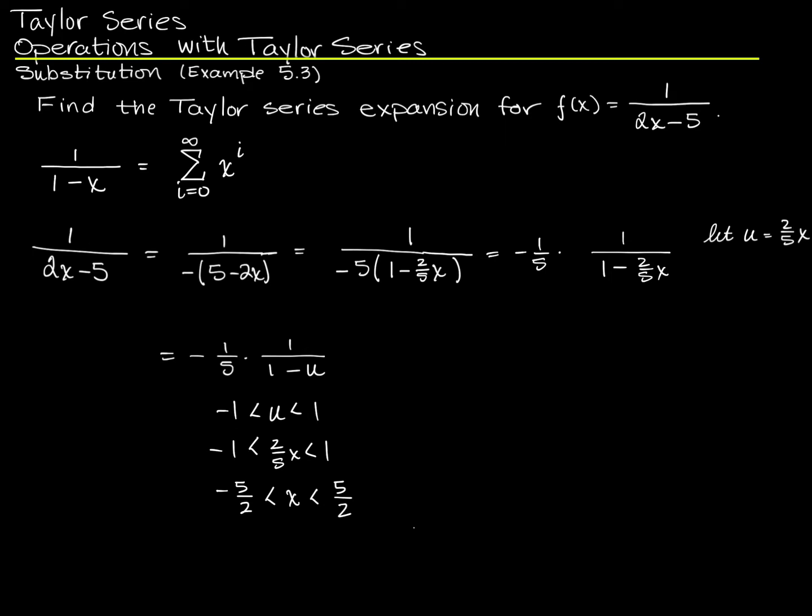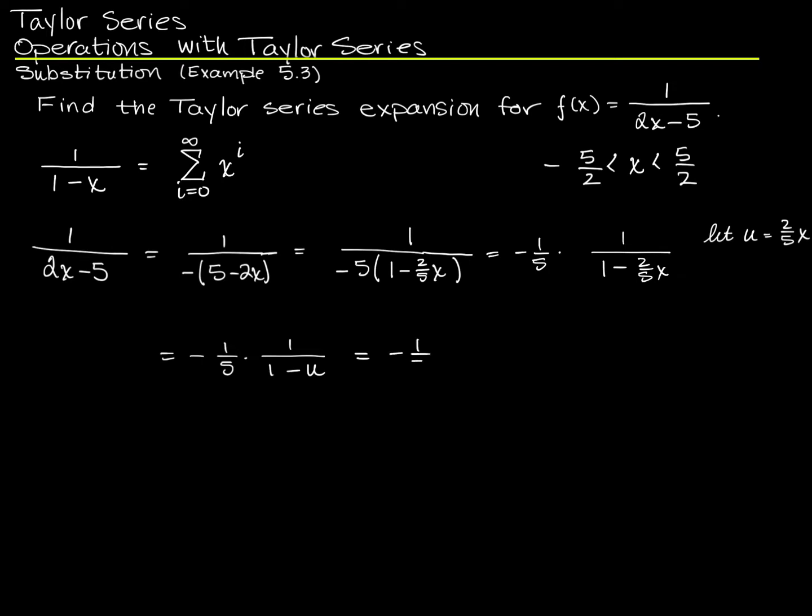Let's move this. Oh, I can't move just that piece, so I'll rewrite it instead. x is between negative 5/2 and positive 5/2. And now I can write my expansion. This is going to be equal to negative 1/5 times this thing right here.